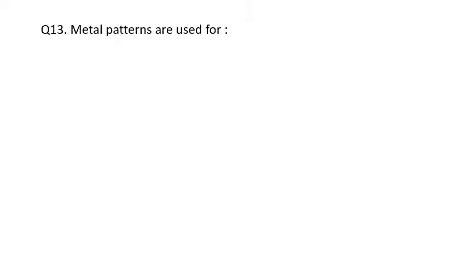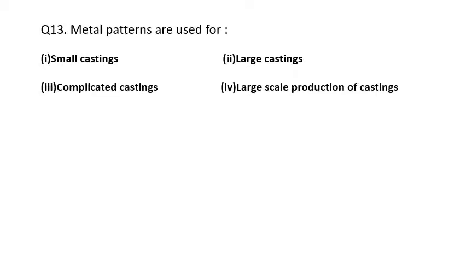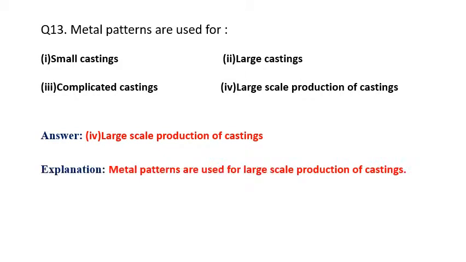Question number 13. Metal patterns are used for: 1. Small castings, 2. Large castings, 3. Complicated castings, and 4. Large scale production of castings. The correct answer is 4, large scale production of castings. Metal patterns are used for large scale production of castings.